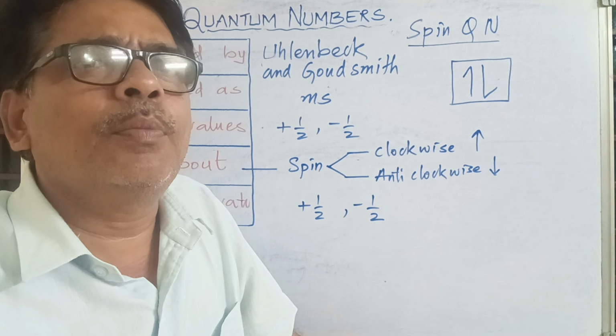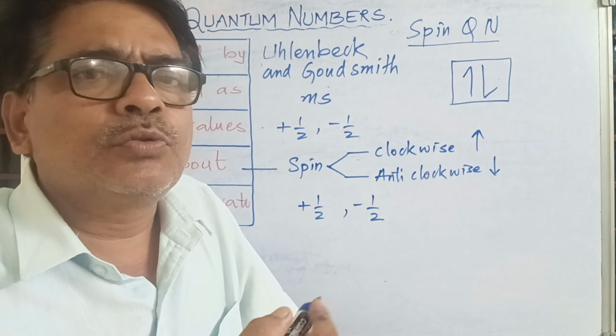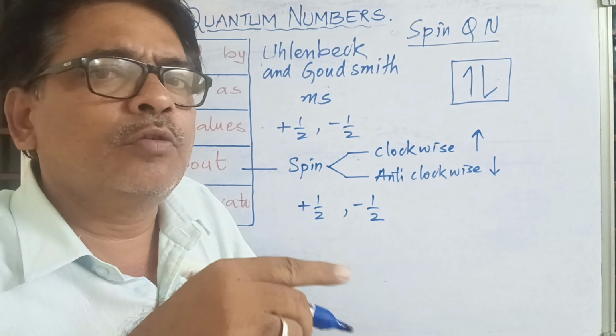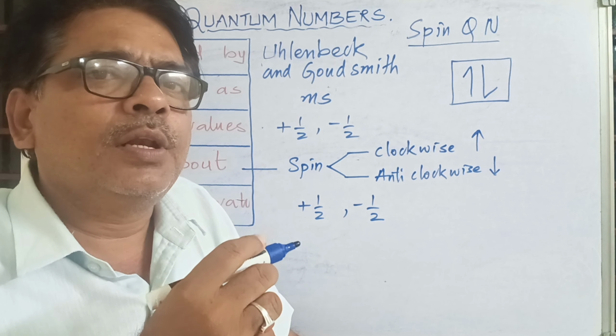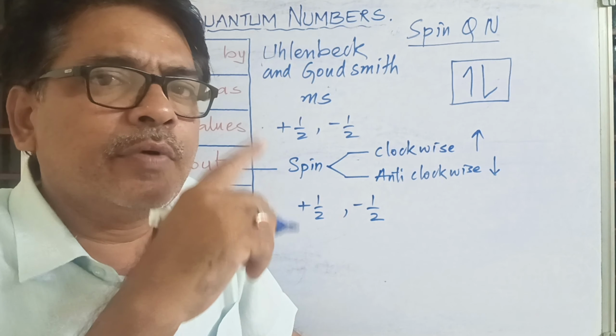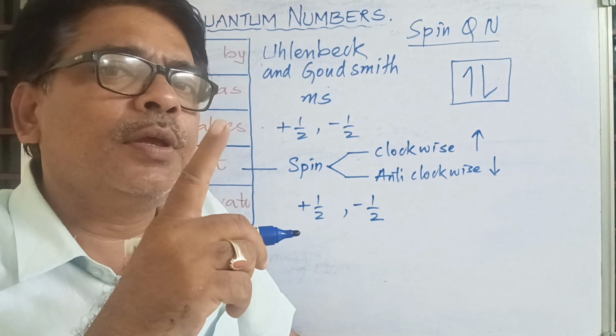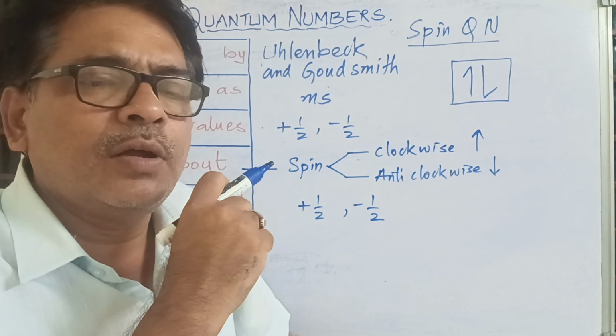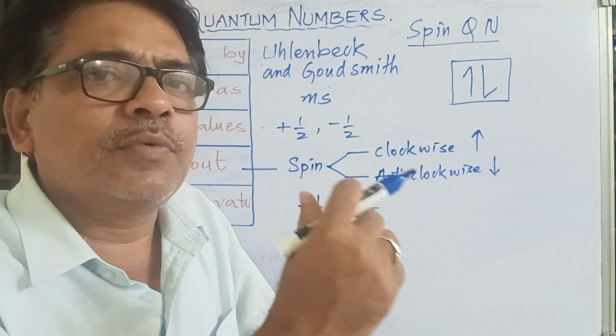The formula is 2L plus 1. S holds 2 electrons, so it requires 1 box. 1 box means the magnetic orientation value will be 0. P holds how many electrons? 6 electrons, so it requires 3 boxes. What do you mean by P? It is L is equal to 1. So down you will find your value starts with minus 1, ends up with plus 1.